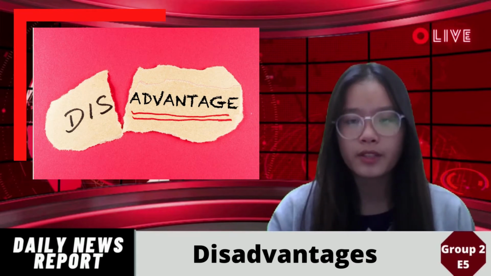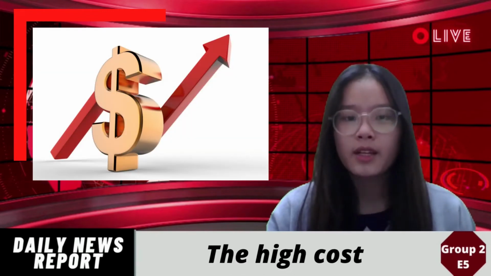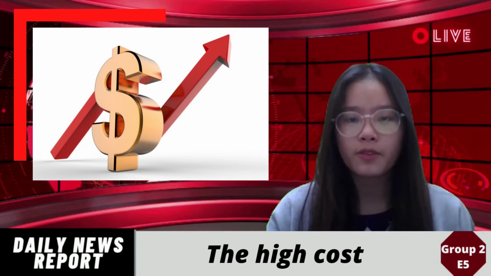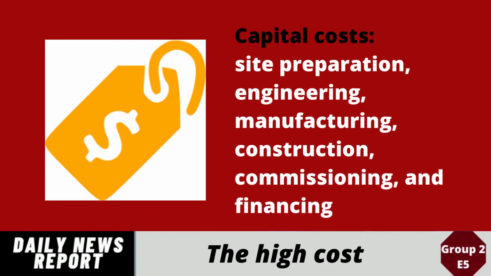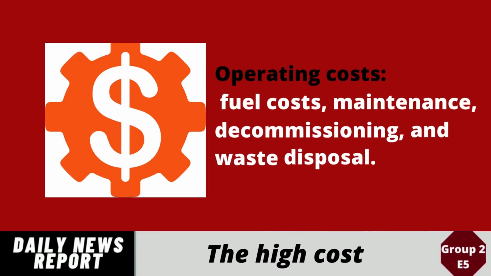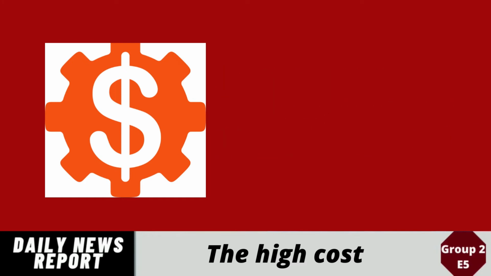After considering some benefits of nuclear energy, let's move on to the disadvantages of this power. The first limit is the impressive price. The cost of nuclear power is often broken down into capital cost and operating cost. Capital costs include site preparation, engineering, manufacturing, construction, commissioning, and financing. Operating costs include fuel costs, maintenance, decommissioning, and waste disposal.